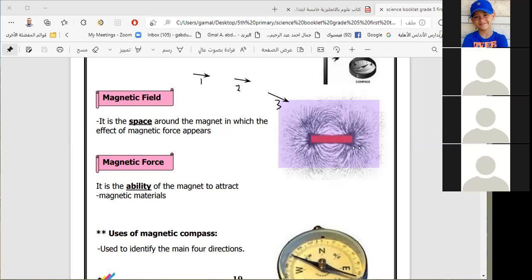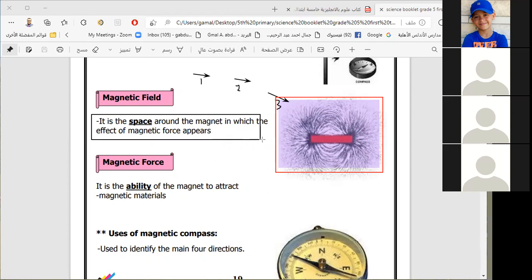Excellent. Because 3 will be attracted to the magnet. Very good. 3 comes nearer to the magnet. It enters the magnetic field. So we can say the magnetic field is the area around the magnet, or the space around the magnet, in which the effect of the magnetic force appears.